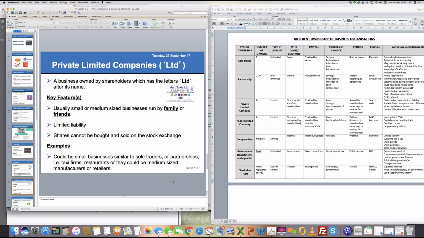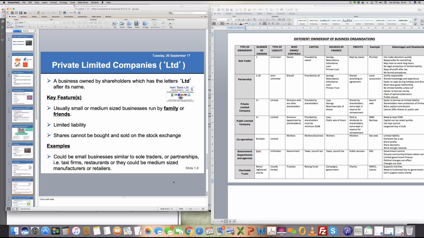Now, the third type that we look at is something called private limited companies. The word limited is related to limited liability. So here the business is owned by shareholders, and it has the word limited after its name. It could be things like, say, Hart Taxis Limited, or A1 Poundland Limited, companies which have limited next to them, which means the business is owned by a number of shareholders.